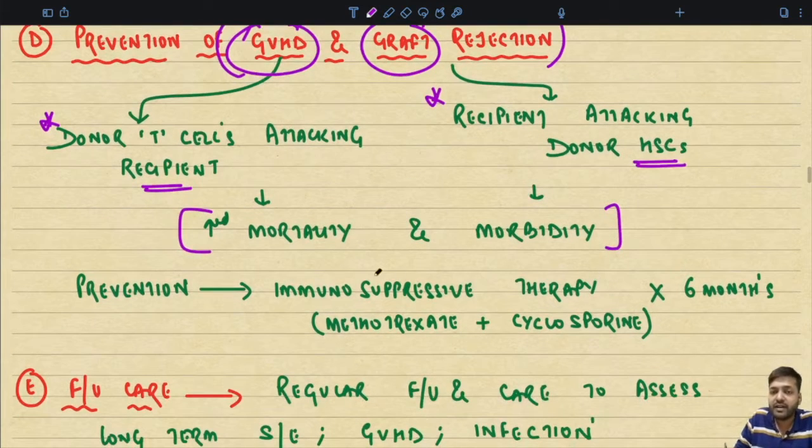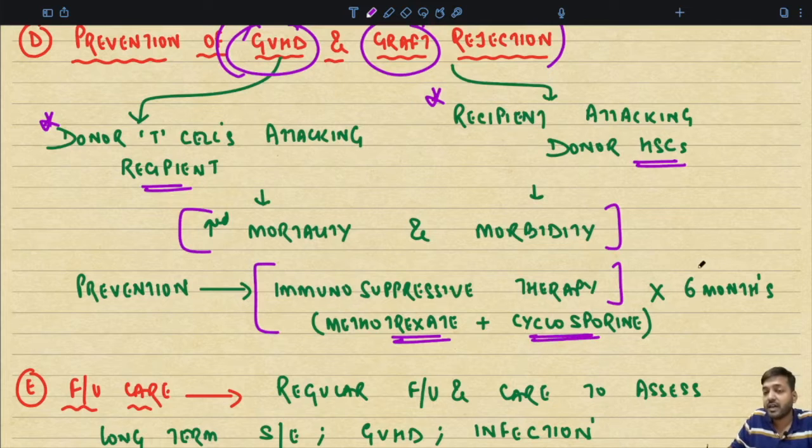So how can you prevent it? You can prevent it by giving immunosuppressives to the recipient, like methotrexate along with cyclosporine, which is given and continued for 6 months, so as to prevent any GVHD or graft rejection.